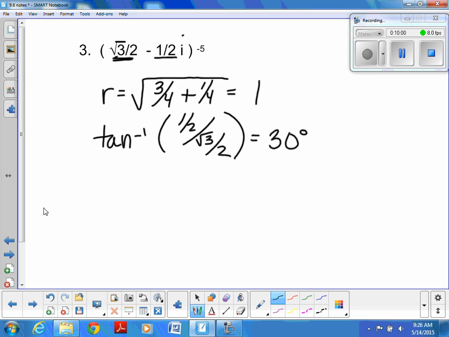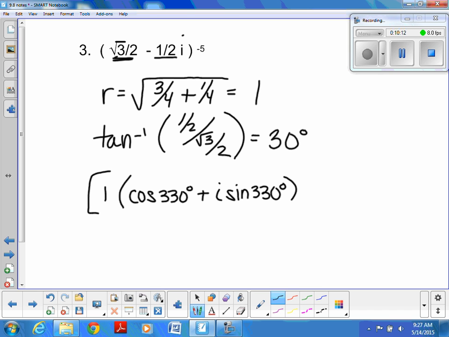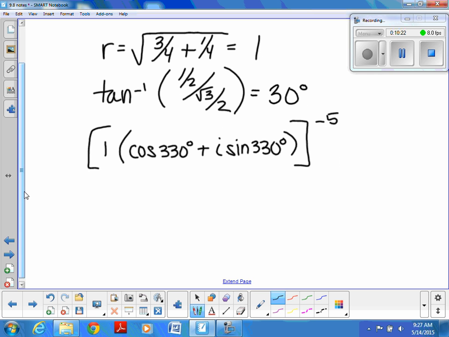So, final part. Let's see. The 1, we really don't even need that. That stands for the r. Cosine of 330 plus i sine of 330. And then I like putting this all raised to the what power? A -5. And we're almost done. So, it just so happens that when you take 1 and you raise it to the -5, isn't it just going to be 1 again? Right? 1 to the -5 is 1.